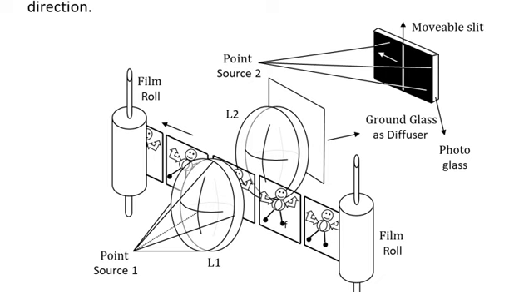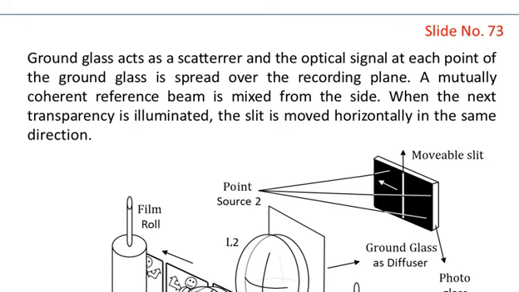Ground glass acts as a scatterer, and the optical signal at each point of the ground glass is spread over the recording plane. That's why we have placed the ground glass there. A mutually coherent reference beam is mixed from the side. When the next transparency is illuminated, the slit is moved horizontally in the same direction.